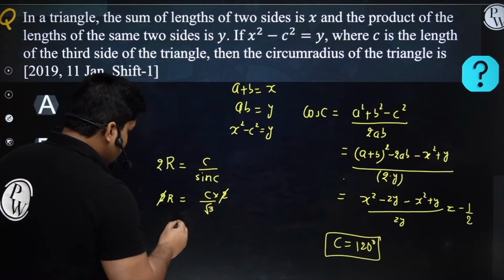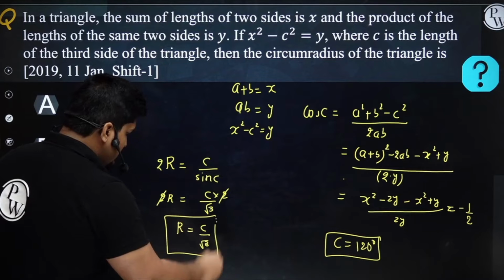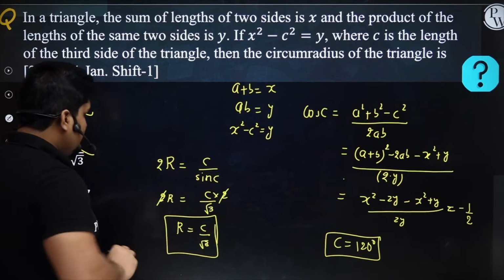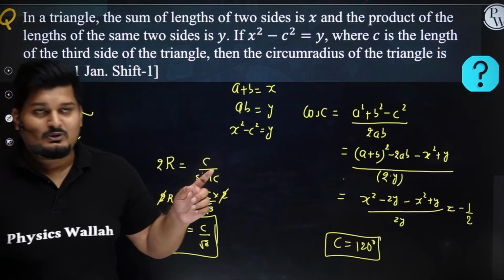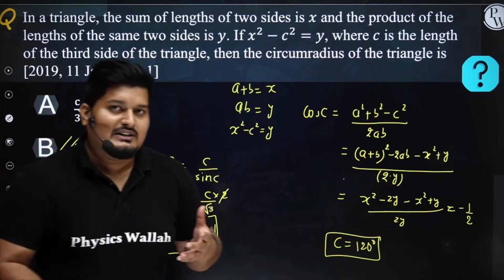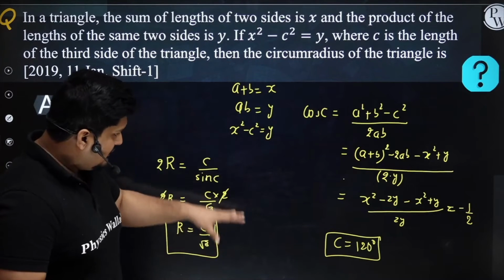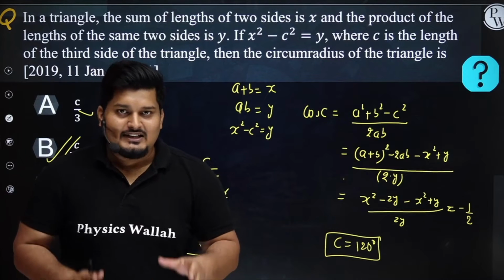So 2 cancels out and we get R equal to C upon root 3. How simple is this? B is the correct option. A similar problem was asked in JEE Advanced also, but they had asked it in a different way. The data was exactly the same, but what they had asked did not finish at this calculation of C. There was something else to be calculated. And that is the beauty, guys.